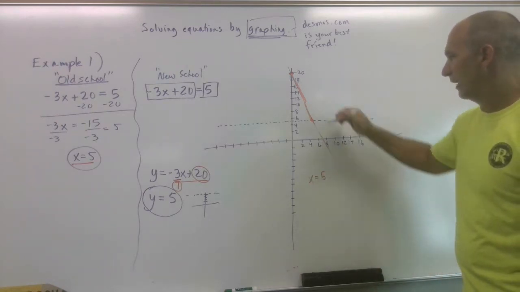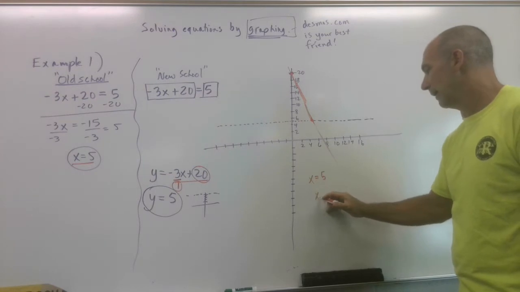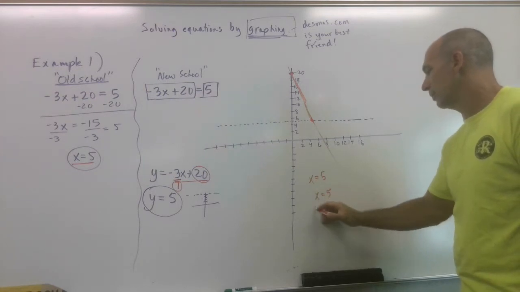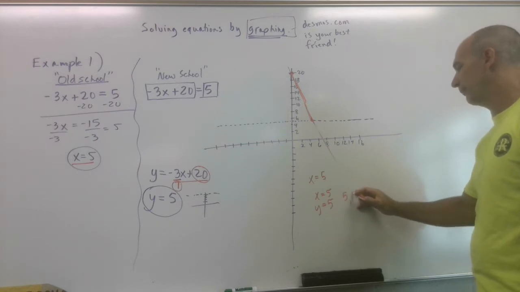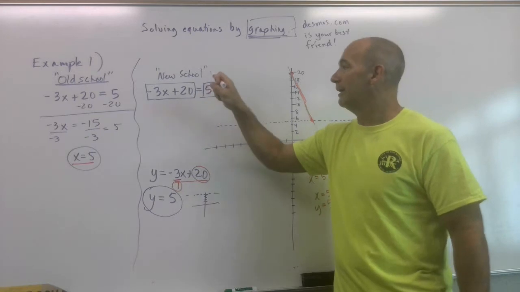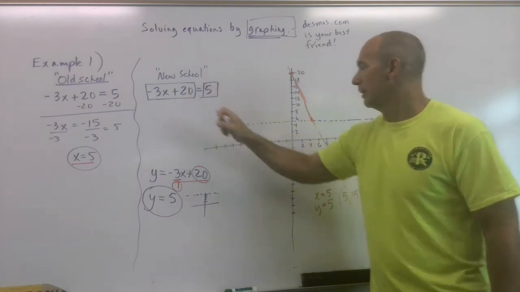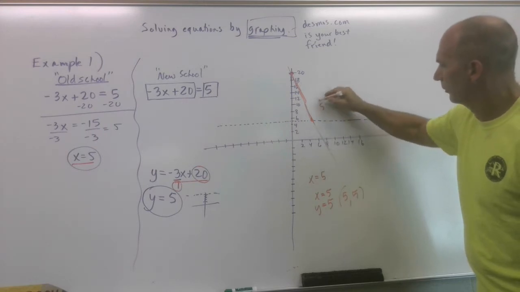X is 5, because that's the intersection point. But really, it's x equals 5, y equals 5. So I found an intersection point, 5, 5. But again, the problem only wanted us to find x. Remember that. So really, I'd go, oh, it looks like it intersects right at 5. So there's my answer.